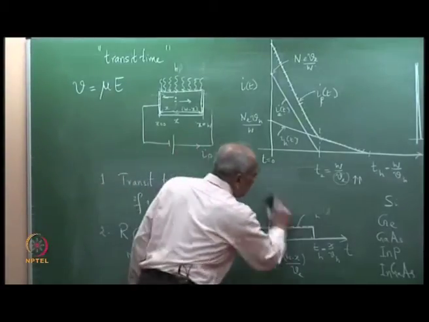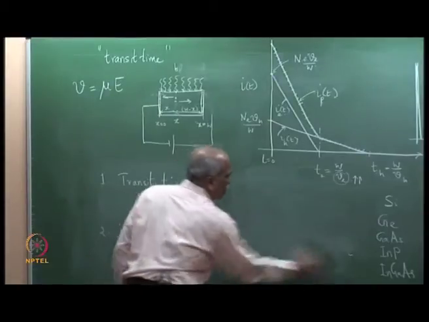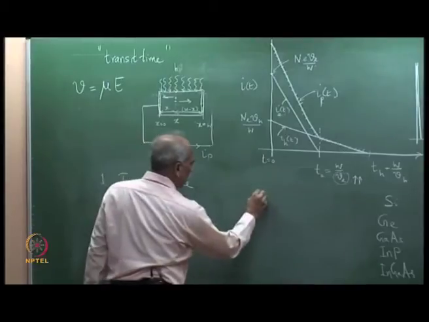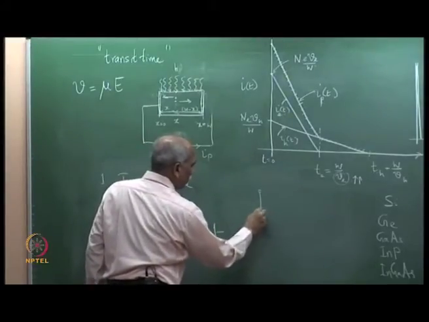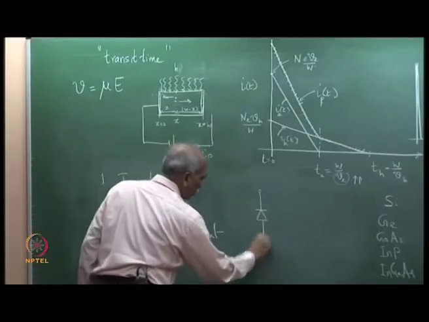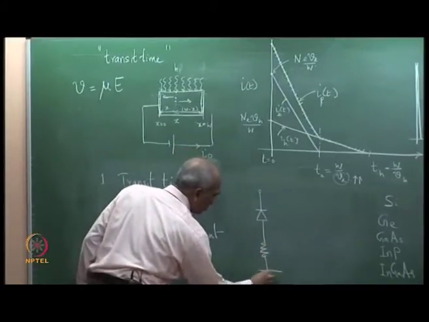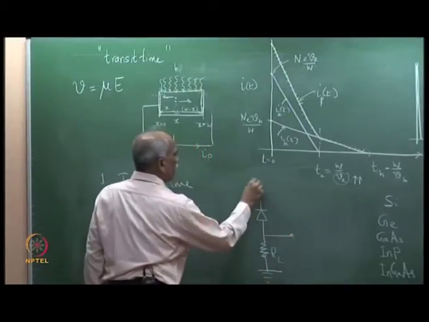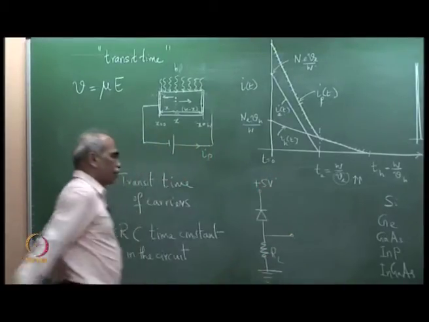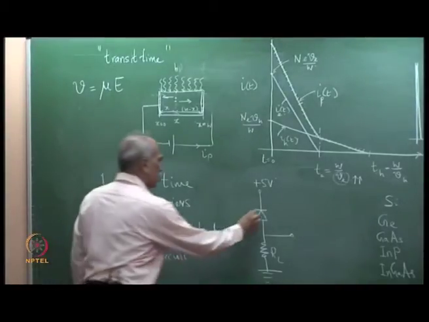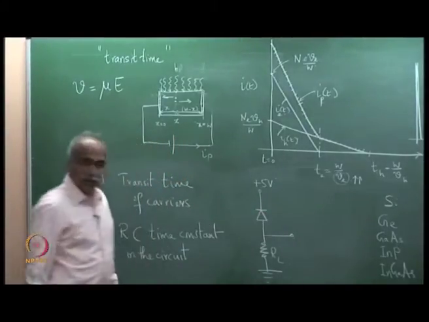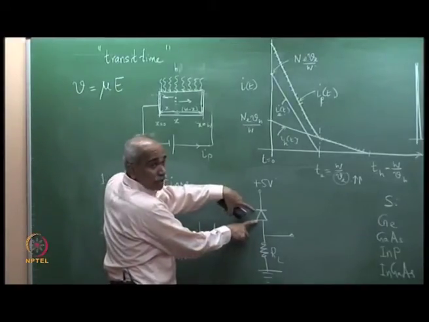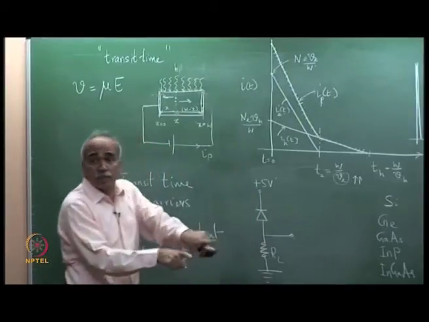If I take the standard detector circuit, let us take a PIN diode here. This is the output, this is the RL, and here is plus 5 volt. We reverse bias it for getting a good drift current, drift velocity. Now, there is a load resistance and there is a junction, a reverse bias diode. So, there is a junction capacitance.